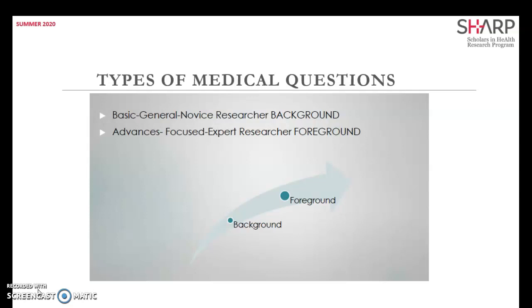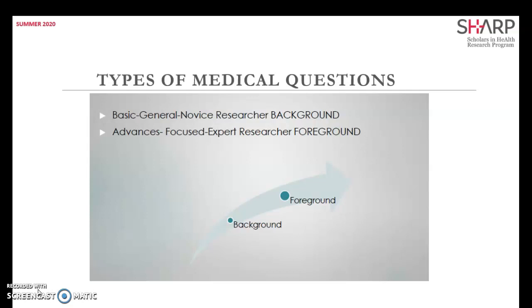Usually it answers the 5W questions. How? Where did this disease come from? Where was it transmitted from? What is the host of this disease? How is it transmitted? You're usually a novice researcher at this level, a Med 1, Med 2 student, getting to know more about this information.